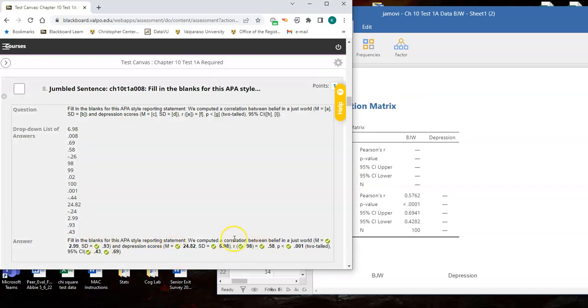The number in the parentheses is the degrees of freedom. That is n minus 2 for correlation. So we have an n of 100, so our DF is 98. And then after the equal sign is the actual r, and then of course your p-value, and then your upper and lower bounds.